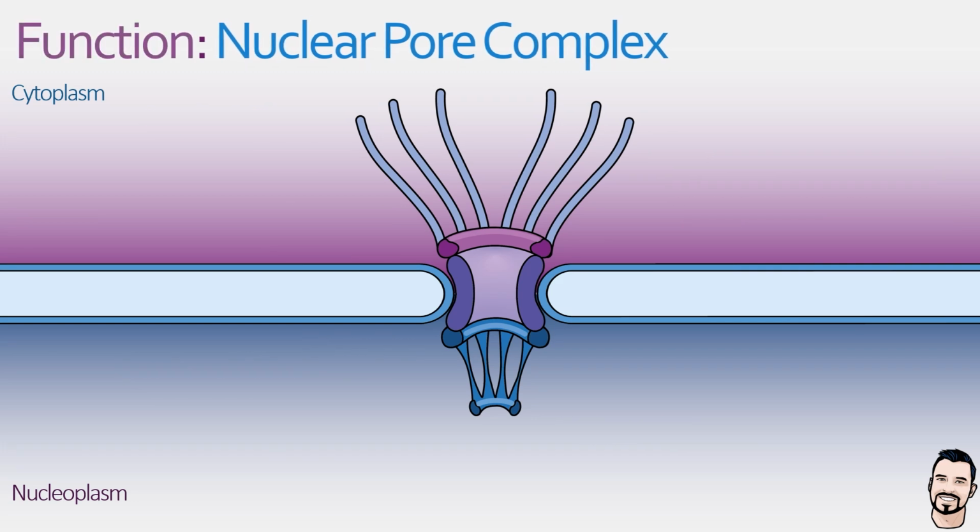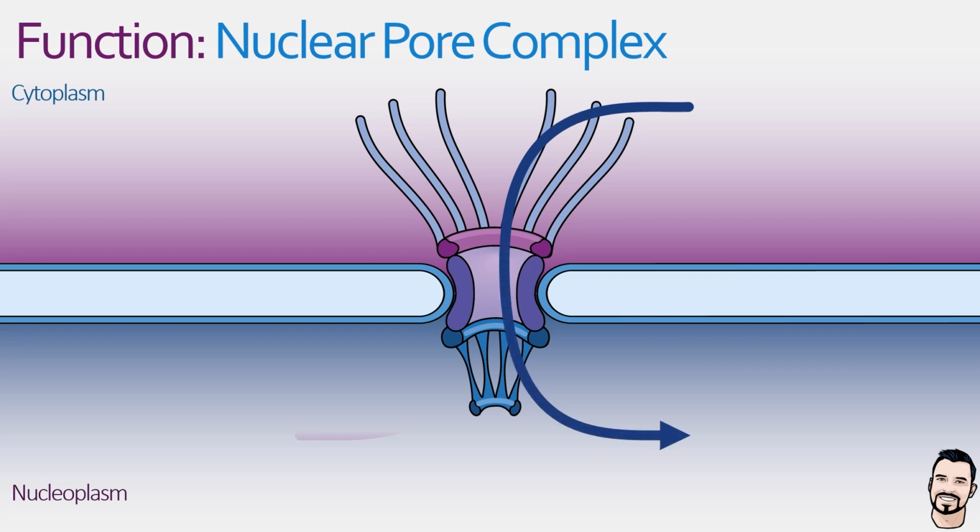Okay, so the main function of the nuclear pore complex is to regulate movement across the nuclear envelope, both into and out of the nucleus. It controls transport from the cytoplasm into the nucleus and from the nucleus back into the cytoplasm. Now this movement must be tightly regulated. If molecules flowed freely, the nuclear barrier would lose all of its purpose.